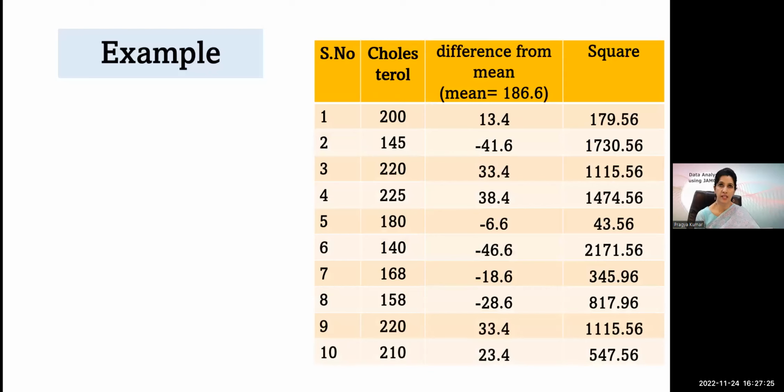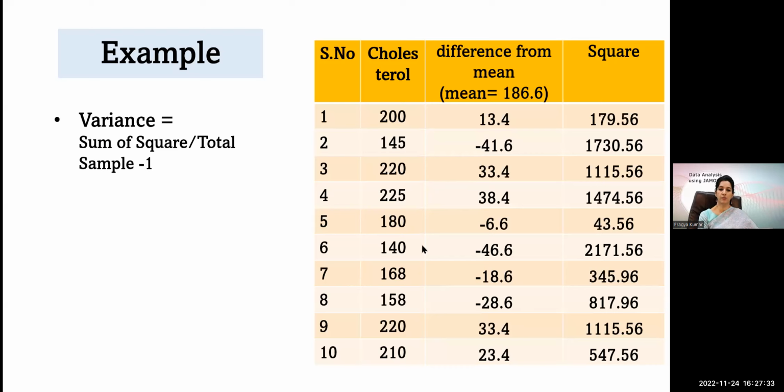So this is one example. You can see the same 10 individuals where we have calculated the mean, median, and mode. The mean, if you can recall, was 186.6, so I have deducted the mean. This is an example where I'm just demonstrating how the variance is calculated. You need not calculate it; the software does it. But just to make you understand how it is calculated, even by the software.